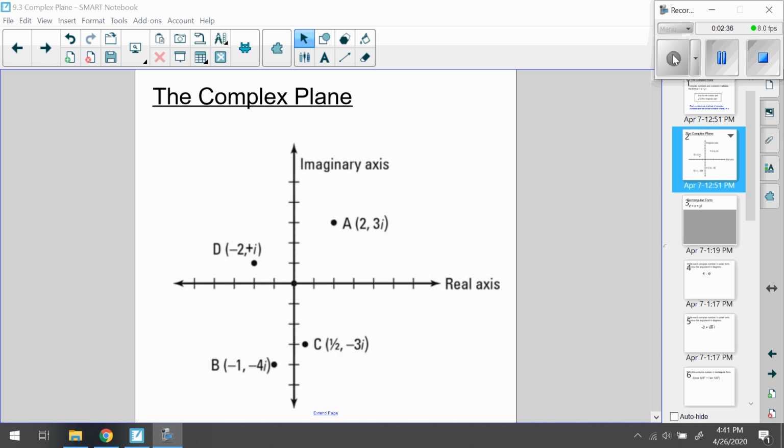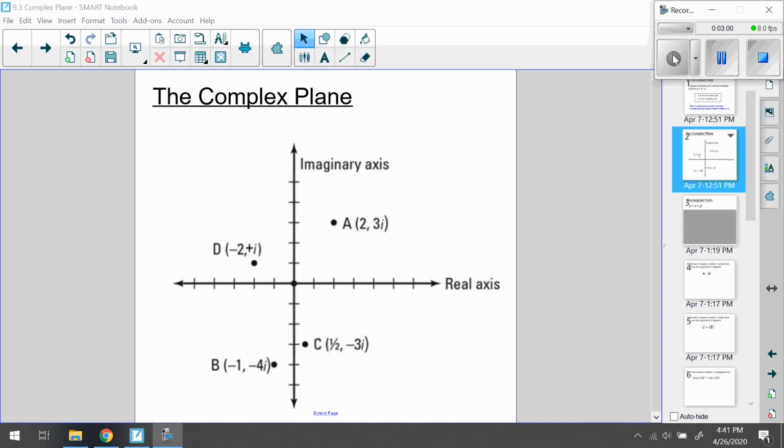The first thing we're going to do is look at what we call the complex plane. Your first thought will probably be that the complex plane looks a lot like the xy coordinate plane. The only difference is, instead of calling the x-axis the x-axis, we call it the real axis. And the y-axis, what we would normally call the y-axis, is now the imaginary axis.